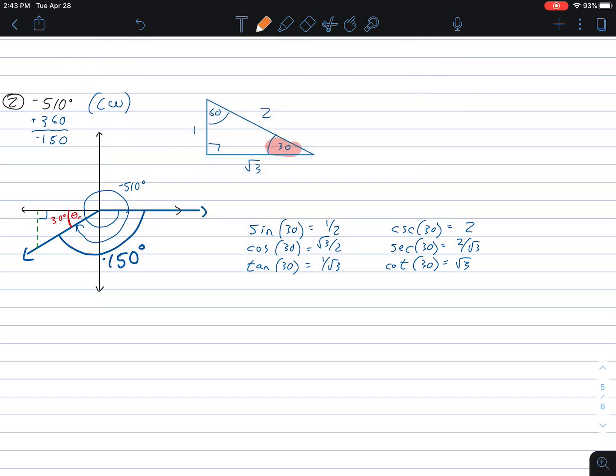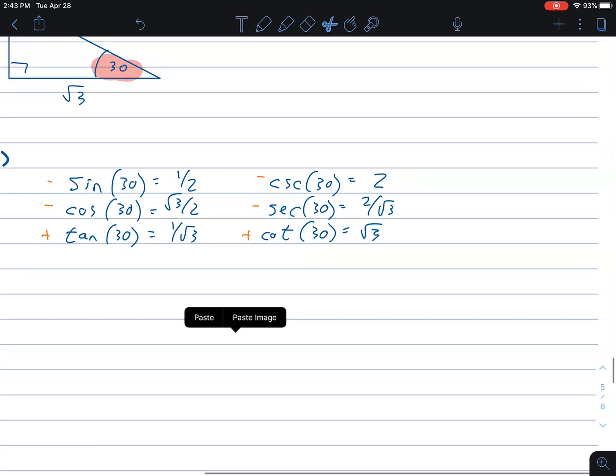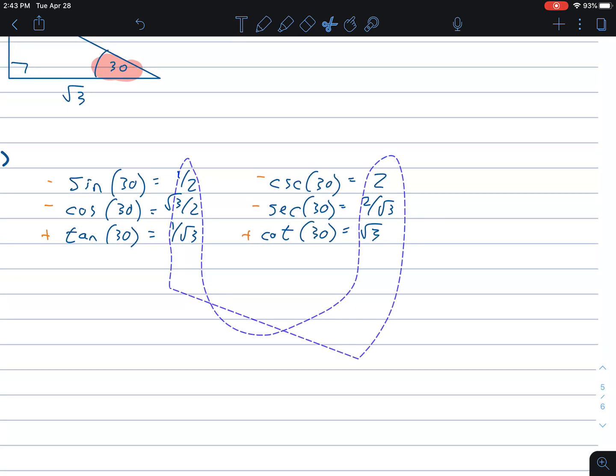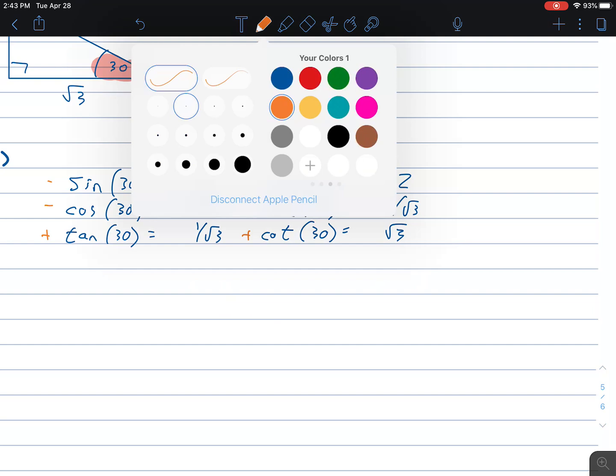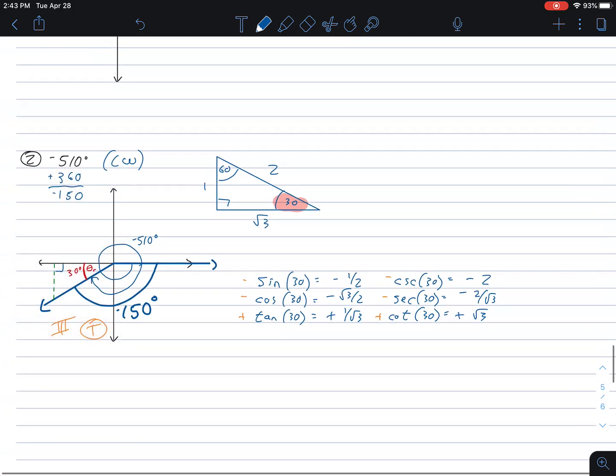I'm in quadrant 3, so all students take calculus. Tangent's the only one that's positive, and the rest of these are negative. So I can just slide these over a little bit and put my appropriate signs. Minus, minus, plus, minus, minus, plus. And there's my answer for the second one. Okay, I hope this helps clear a little bit of that up. We're using the all students take calculus thing to understand what is positive in which quadrant.